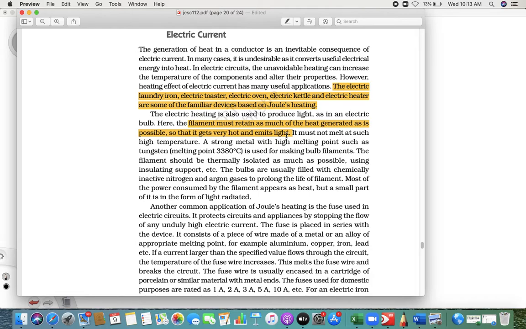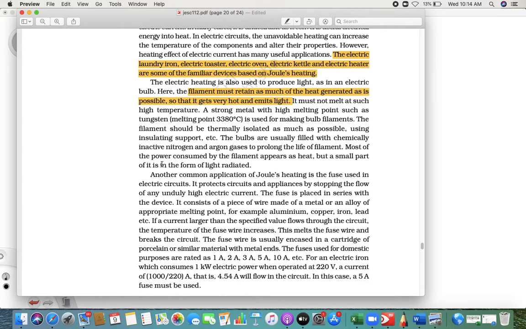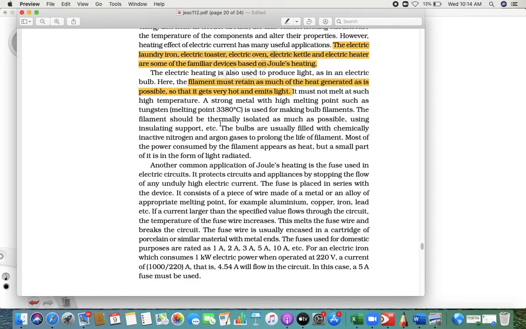The more the heat, the more the temperature of the filament will increase. This is how it happened. Second thing, the melting point of the filament is 3380. Yes, that's a big temperature. That is the reason the filament will not melt, otherwise it would. The bulbs are usually filled with chemically inactive nitrogen or argon. Why does this happen? Because the filament should not get burned. That is the reason we are not putting any oxygen in it.